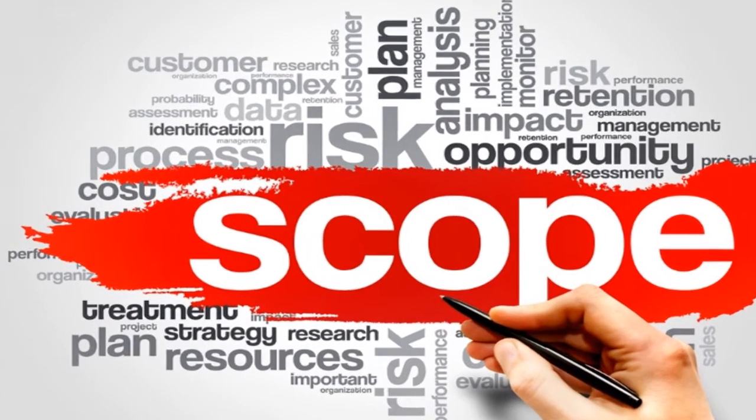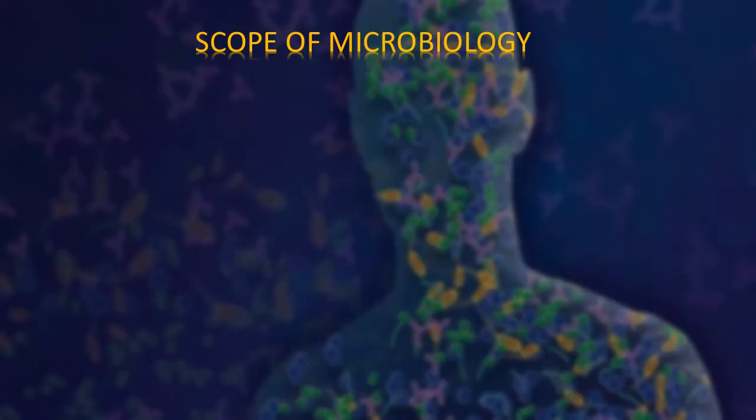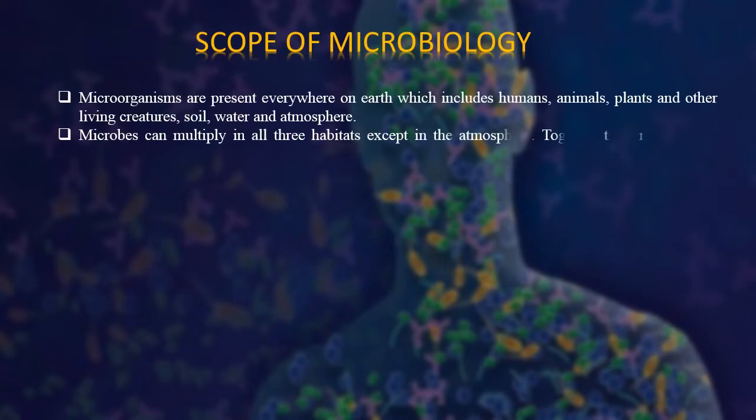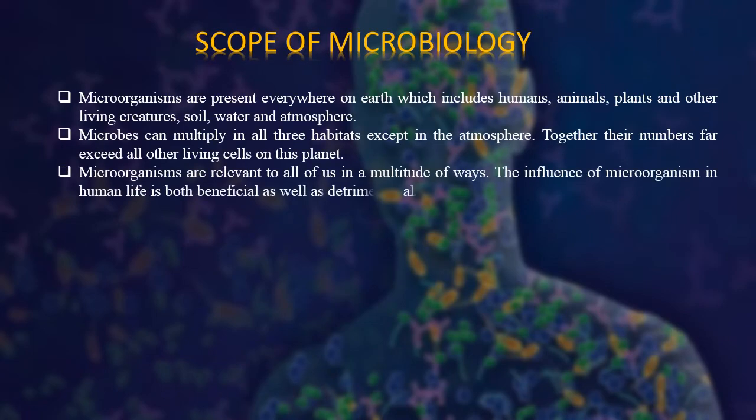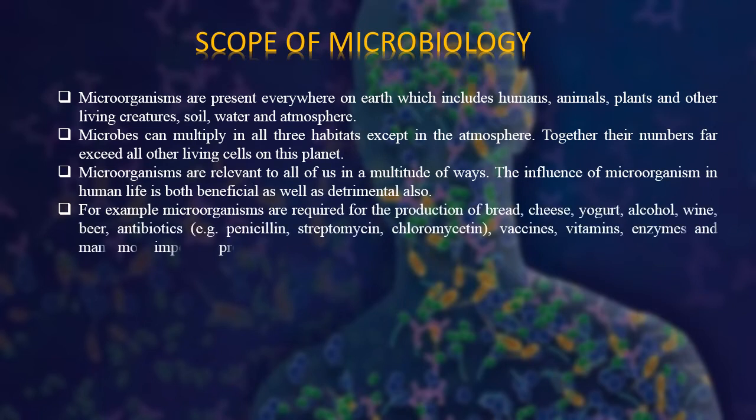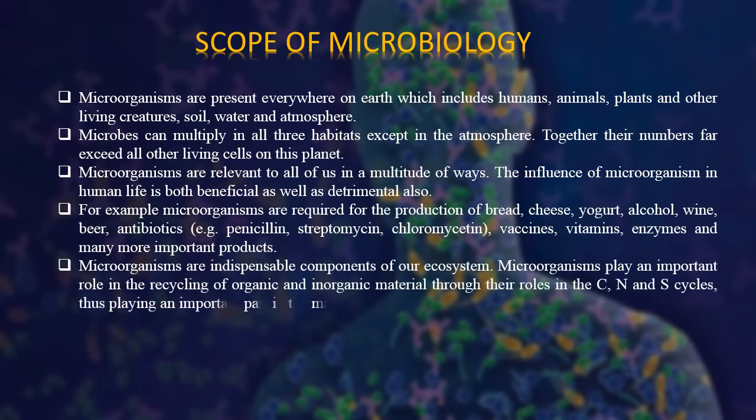Friends, now we can discuss the scope of microbiology. Microorganisms are present everywhere on earth, including in humans, animals, plants and other living creatures, and they are also present in soil, water and atmosphere. But they can only multiply in the first two habitats, not in the atmosphere. Together their numbers far exceed all other living cells on this planet.